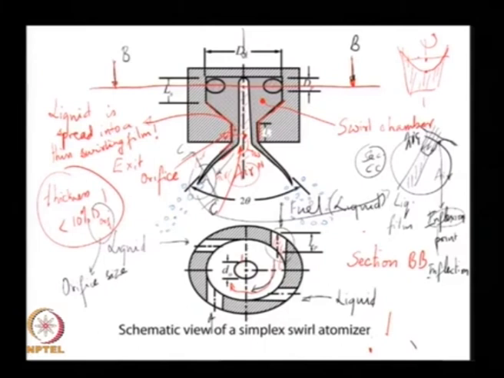simplex swirl atomizer. This simplex swirl atomizer is fairly simple in its construction. Essentially, a set of tangential passages bring the fluid into a chamber called the swirl chamber, and that swirl chamber has a converging passage in which the swirl action is accelerated. So, the swirl velocity is accelerated, and that acceleration causes the liquid to exit the spray nozzle by forming into a thin film that is sticking to the walls of the orifice.